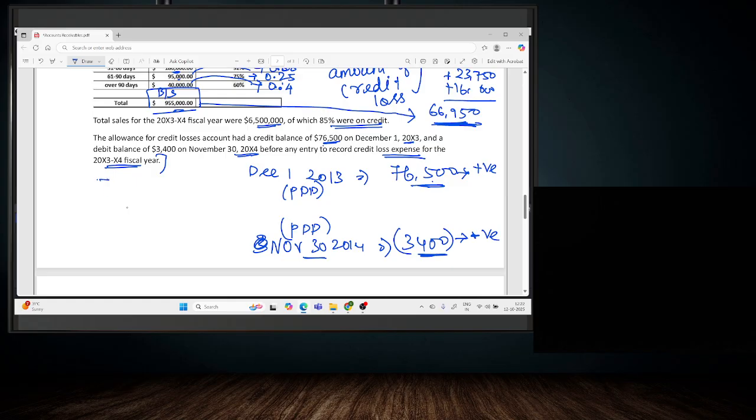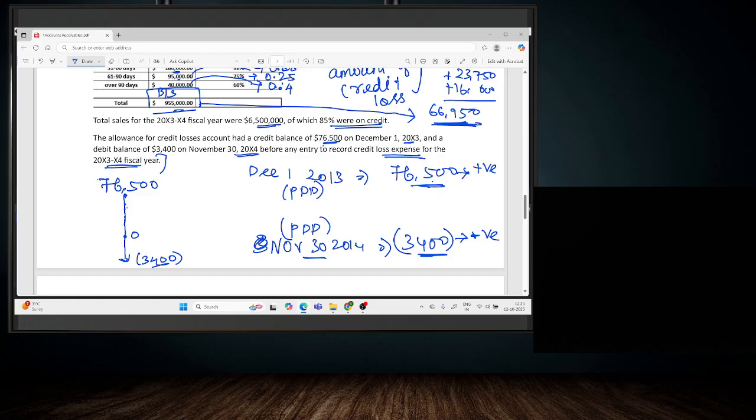So, on 1st December 2013, we had positive 76,500. This positive 76,500 has reduced to negative 3,400 over a period of 1 year. What does it mean? It means that first the 76,500 reduced to 0. Then from 0 again it reduced by another 3,400 rupees. So it reached negative 3,400. Now how did it become a negative balance of 3,400?